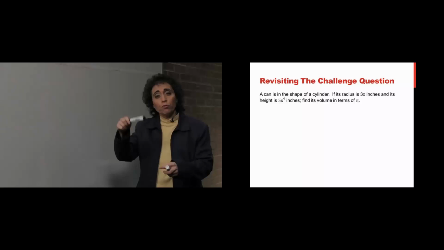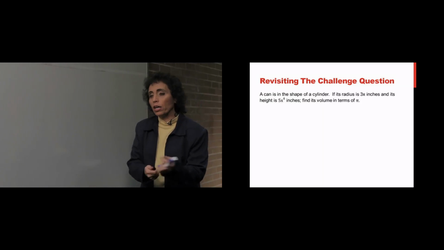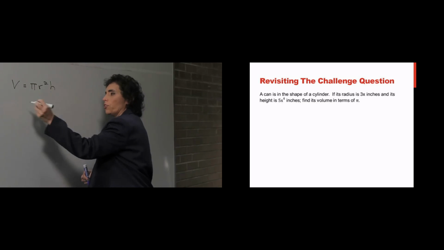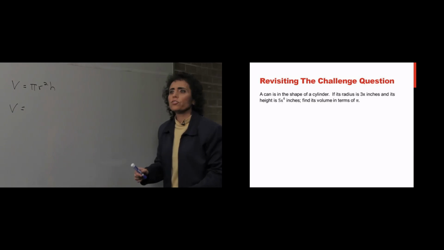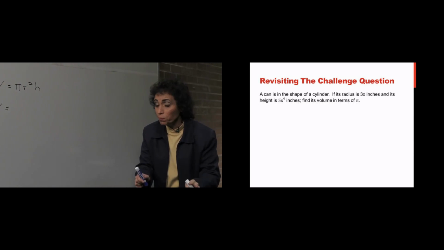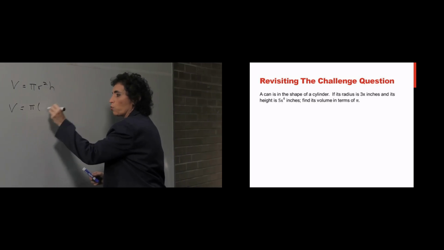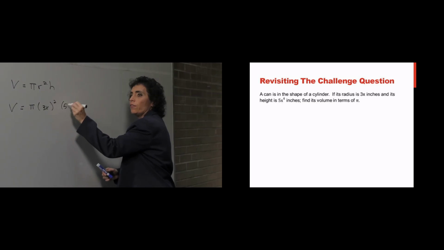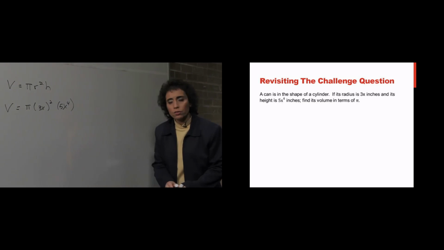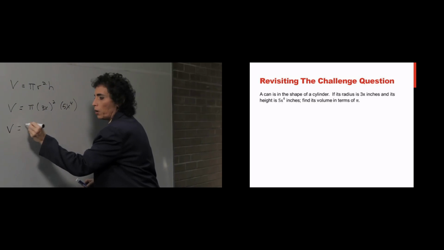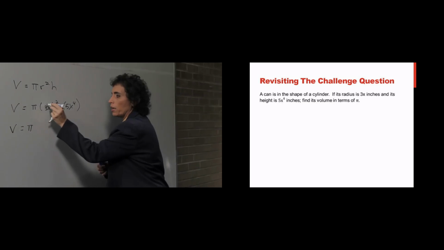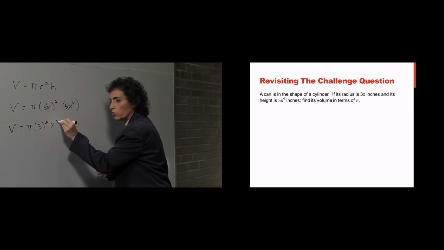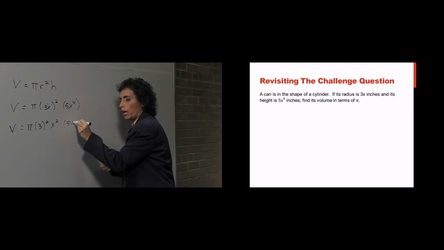Let's take a look at revisiting the challenge question. We had that can, or the cylinder, and we know the volume, we said, was V equals pi r squared h. Well, it says find the volume in terms of pi. So we're not changing pi. Pi's staying pi. The radius is 3x. And the height is 5x to the fourth. So that's what we have. And now we're going to do this problem. Pi, I'm going to use the power to power rule. Okay, so there's a 1 there, there's a 1 there. I know you can do this easier, but I'm going to do this anyway just for practice. Times 5x to the fourth.